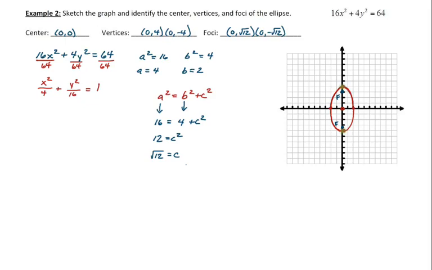So for day 3, we primarily focused on identifying and sketching from an equation. Know that every ellipse has a center, 2 vertices, and 2 foci, every single one. Where they are will depend on the equation for sure. And this last example here is one where we have to do a little bit of work to get the equation in standard form before I try and identify a, b, and c. You first want to get your equation in standard form.